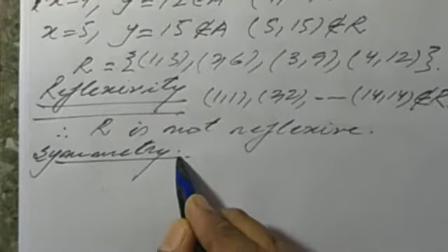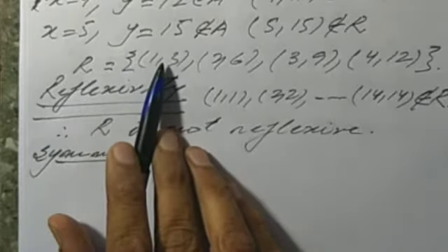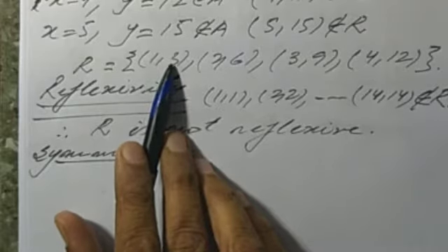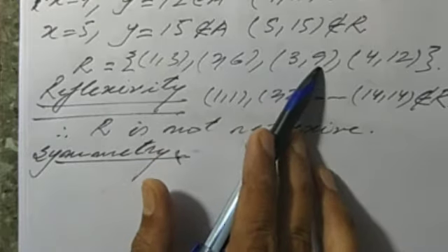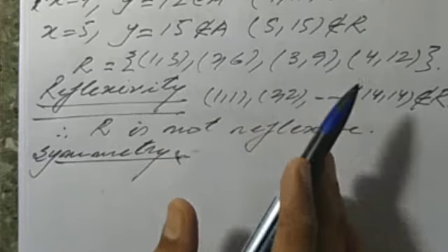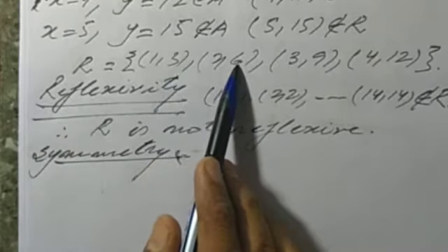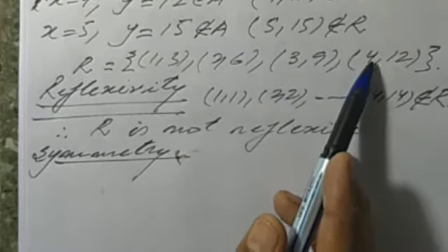As we have discussed, symmetry is the characteristic of a relation where every element has its reverse. That means if there is (1, 3), there must be (3, 1). If there is (2, 6), there should be (6, 2). And if there is (3, 9), there should be (9, 3) and so on. In the relation we observe that (1, 3) is there but (3, 1) is not there. (2, 6) is there but (6, 2) is not. (3, 9) is there but (9, 3) is not. (4, 12) is there but (12, 4) is not.